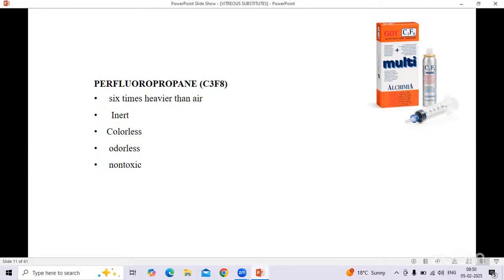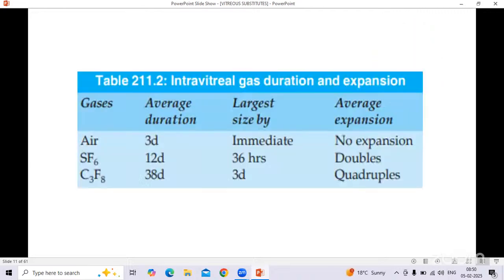Yes, yes, sure. Okay. So perfluoropropane is 6 times heavier than air, inert, colorless, odorless, and non-toxic, and its duration of action is usually 38 days. And this is the table which I have got, sir. Only average duration of action is given here. And when does it reach its largest size?